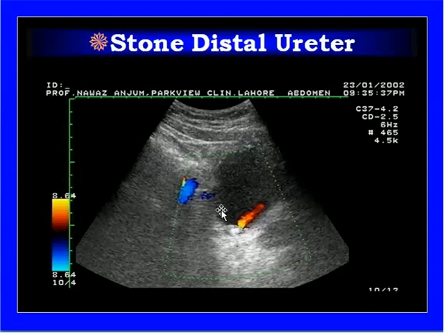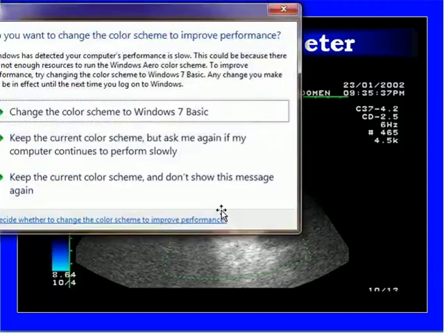This is a sagittal or coronal view along with the stone, but still the urine is managed to come out. This is called partial obstruction.